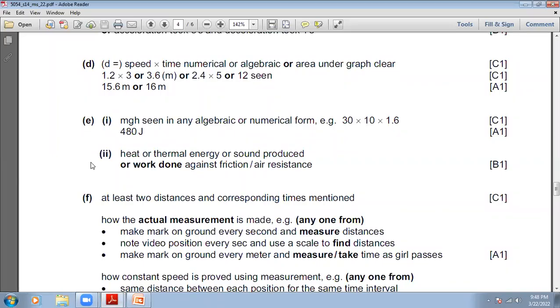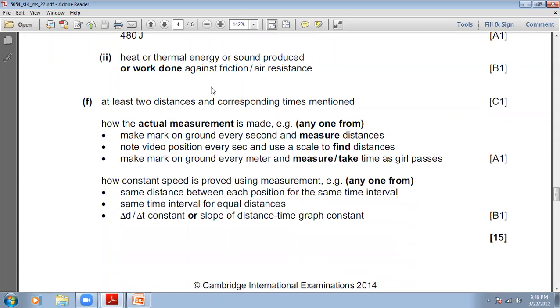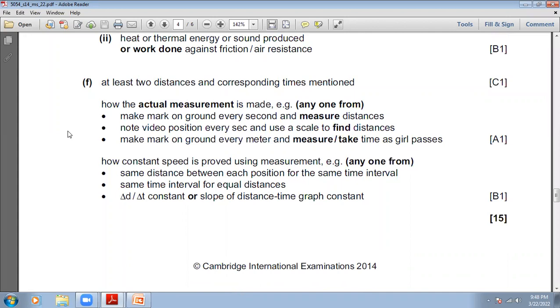Okay, so we are done with 480 joules of heat or thermal energy or sound produced, or work done against the friction or air resistance. At least 2 distances and corresponding times mentioned. How the actual measurements are made. For example, anyone from: make a mark on the ground every second and measure distances.